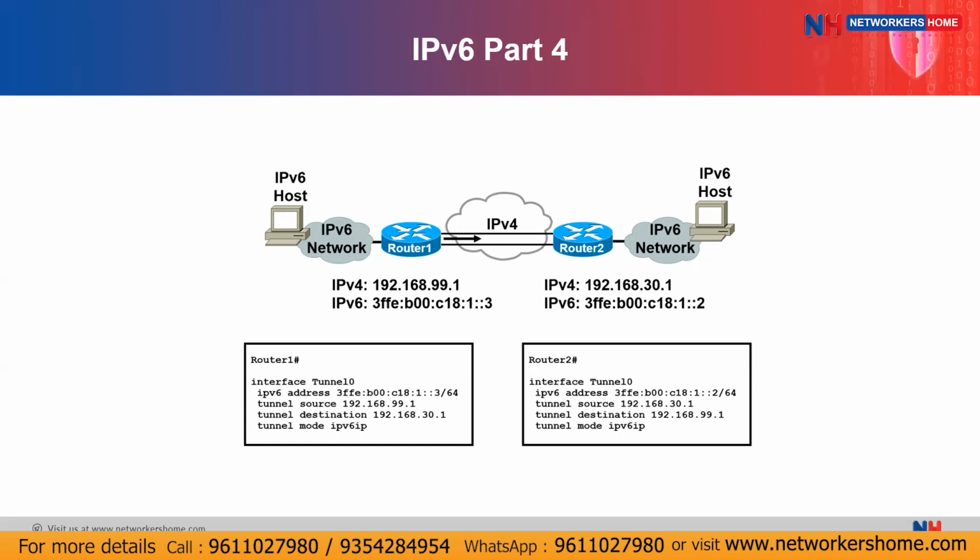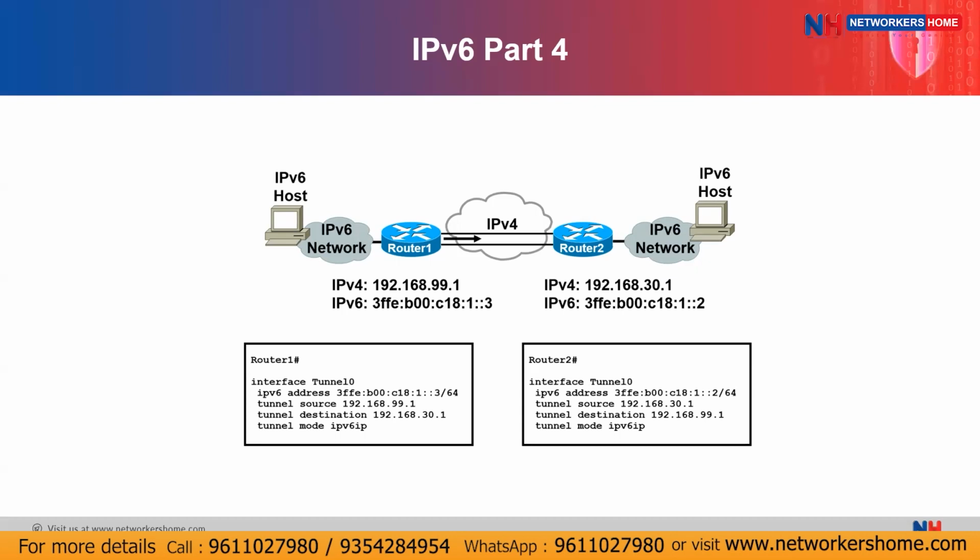Actually, the tunnel address is IP version 6. End-to-end we have the IP version 6 network. Hosts are in IP version 6, and the router interface towards the host has IP version 6. And between router 1 and router 2 interfaces, we have IP version 4. So both routers, when we have proper reachability, are actually connected directly.